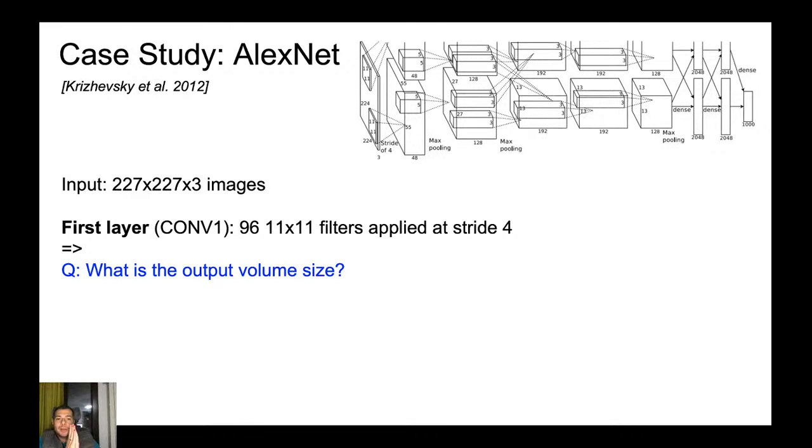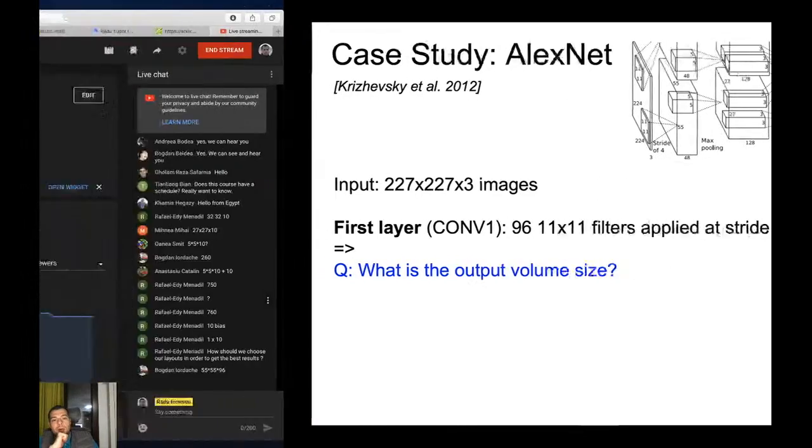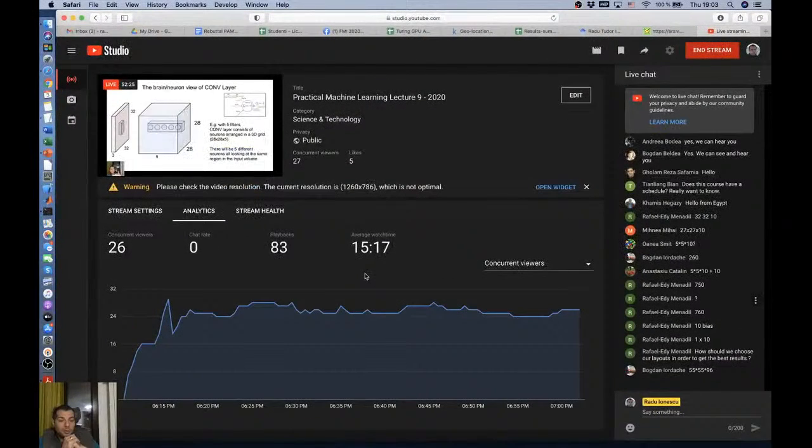So yeah, this is a nice exercise for you. What is the size of the output for this architecture? For AlexNet, we have here filters of 11 by 11. They are applied at the stride 4. We have 96 filters, and the input size is 227 by 227 by 3. So what would be the size of the output volume? Waiting for answers. Just apply the formula from before.